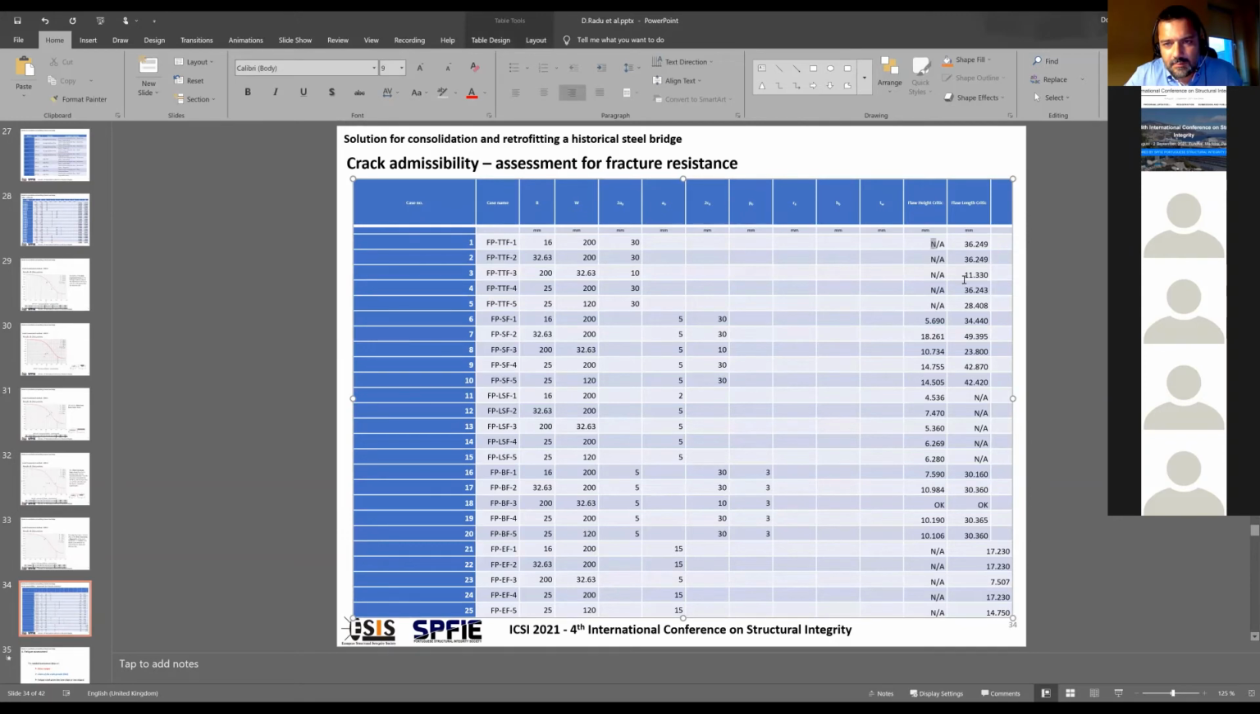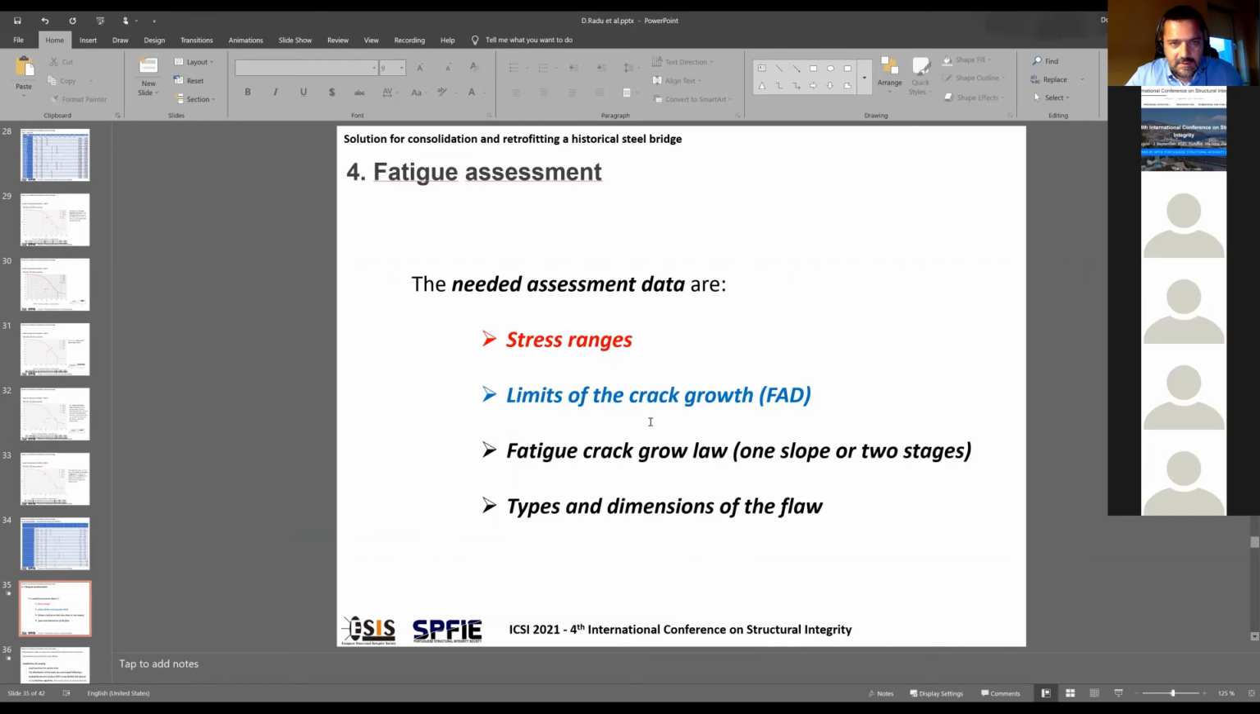The flaw height and flaw length critical values were also calculated in the end for the future assessment. Coming to this future assessment, the fatigue assessment, we determined the stress ranges as needed, as input data for the fatigue assessment.